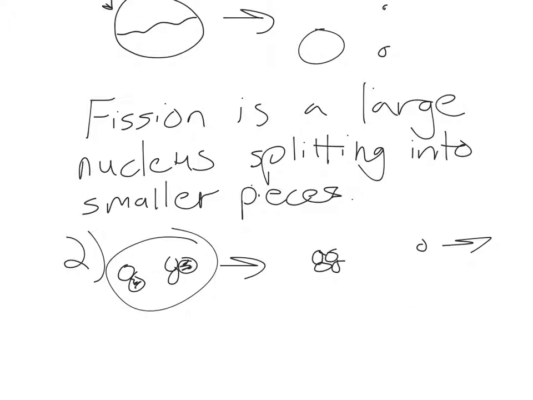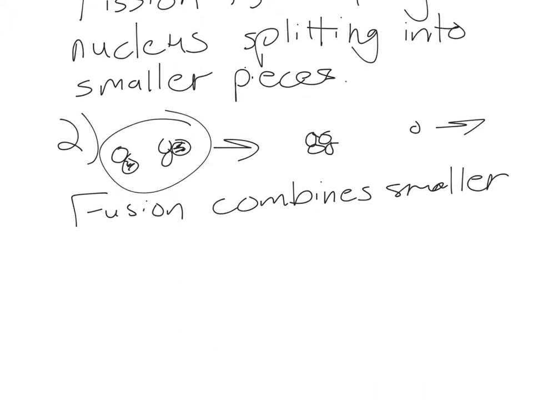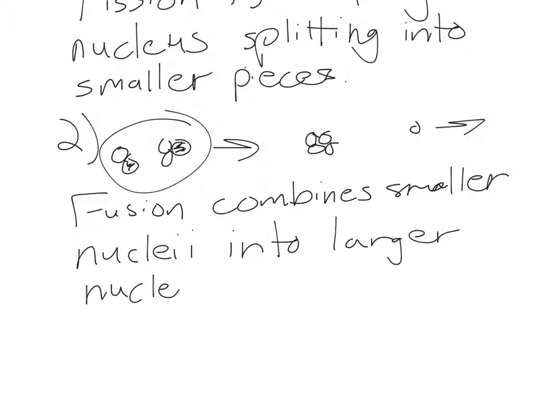So fusion is the opposite. If fission is a large nucleus that splits into smaller pieces, then fusion combines smaller nuclei into larger nuclei. That's it. You could view them as opposite processes. One is breaking into smaller pieces, one is taking smaller pieces and fusing them into larger pieces.